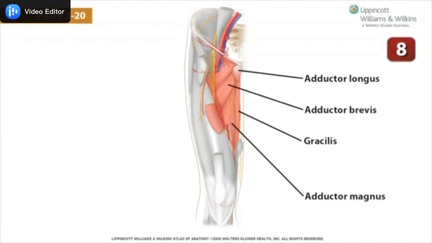All four muscles in the medial compartment of the thigh adduct the hip joint. The adductor longus and brevis and the pubofemoral part of the adductor magnus also assist in flexion of the hip joint. The gracilis, the only muscle in the medial compartment that crosses the knee, is a flexor of the knee joint. The gracilis, the adductor longus, the adductor brevis, and the adductor portion of the adductor magnus are innervated by the obturator nerve.